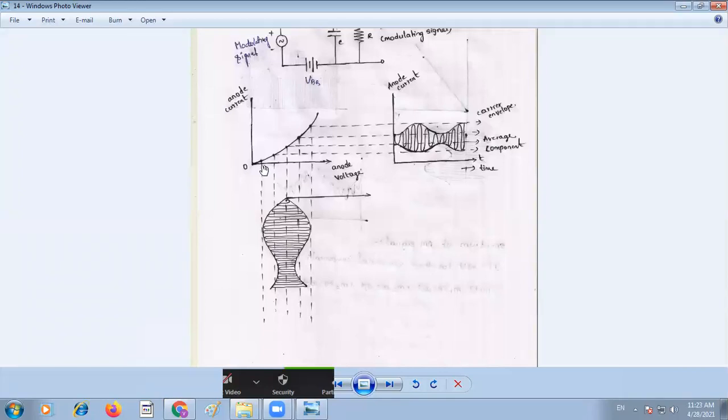Based on these characteristics, look here: the reference, the maximum peak and the minimum peak. Between the maximum peak and minimum peak, there is a constant voltage. What is the constant voltage? Carrier voltage. Carrier voltage is always the constant voltage.